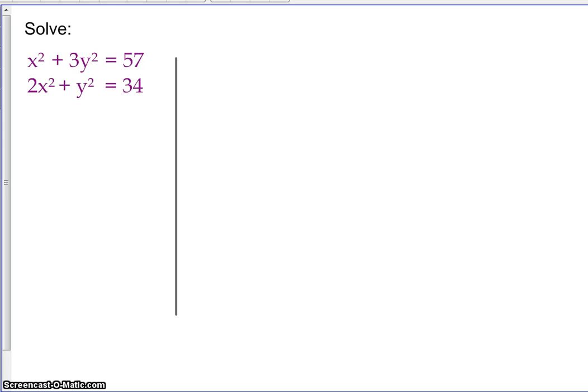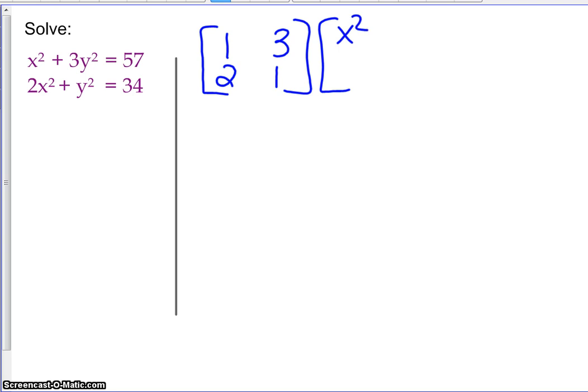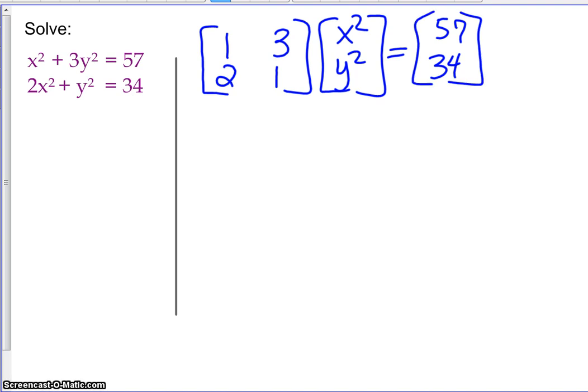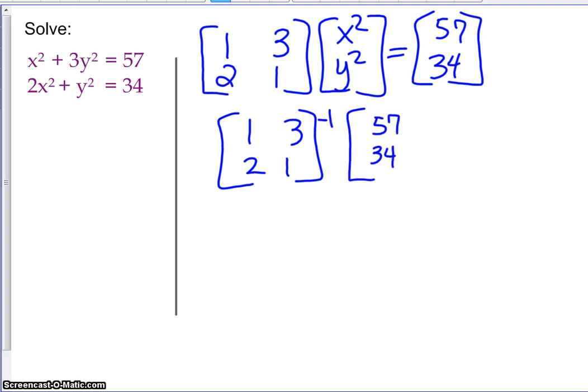So let's talk about what happens when we have x squared and y squared. When you have all x squared and y squared, you can solve it a lot like you've solved the matrix problems you've been working with. Here we have 1, 3, 2, 1, and what we're solving for is x squared and y squared, which equals 57, 34. To solve this, we take the inverse of our first matrix and multiply it by our second matrix. I'm going to go ahead and do that.